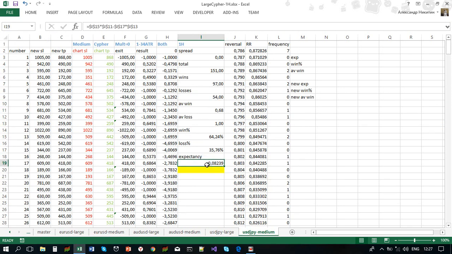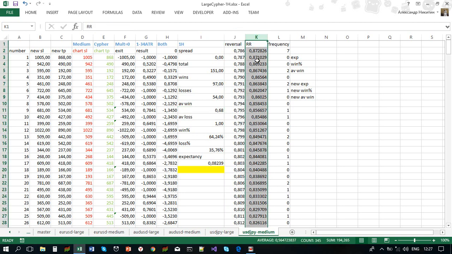We have an expectancy of 0.08, 34.24 is the percent of win. Average win is 0.68 because it is less than this. And also I have calculated, based on the risk to reward, we can calculate where the price exactly reversed. So this is my risk to reward.